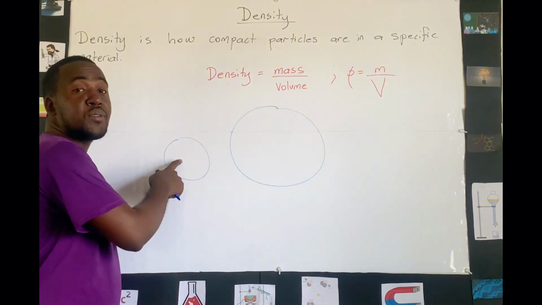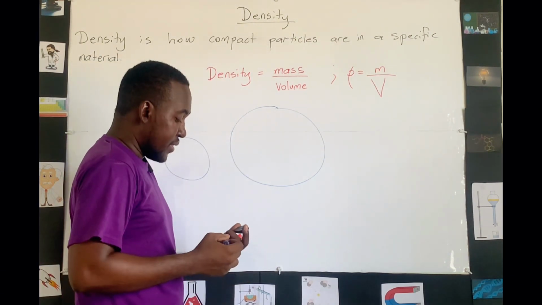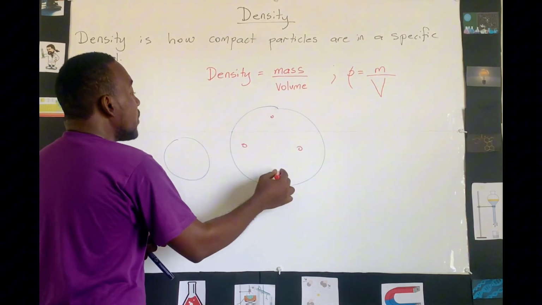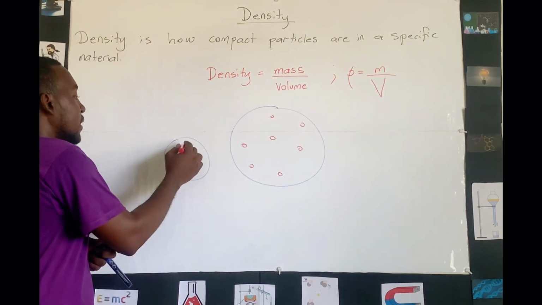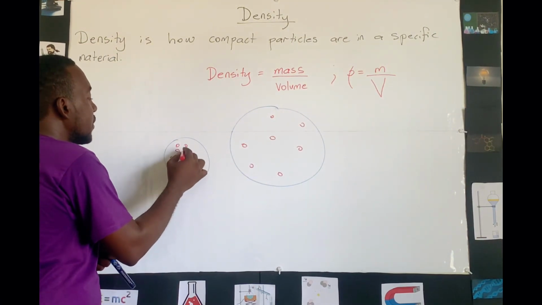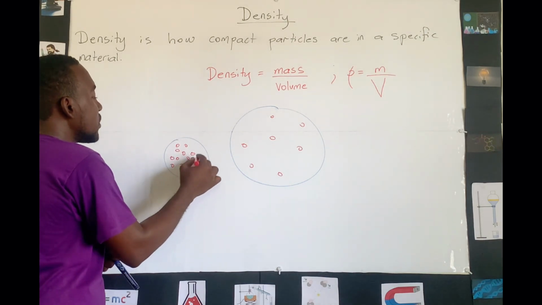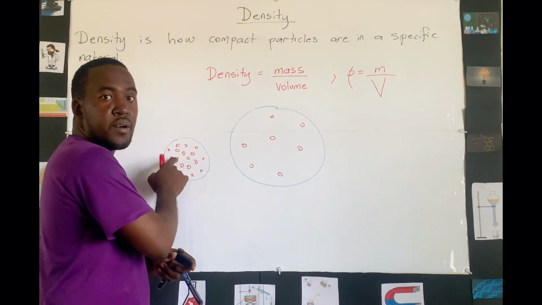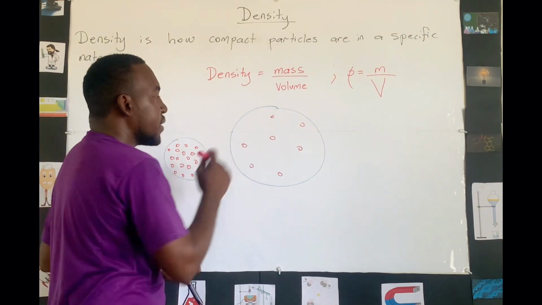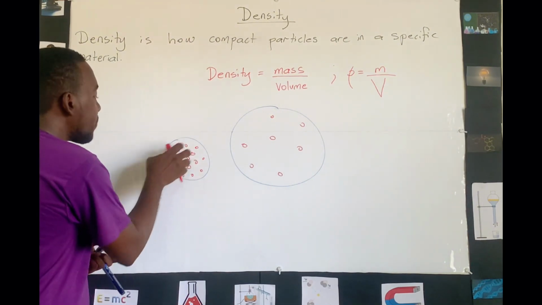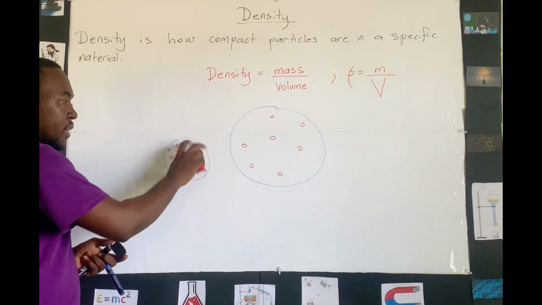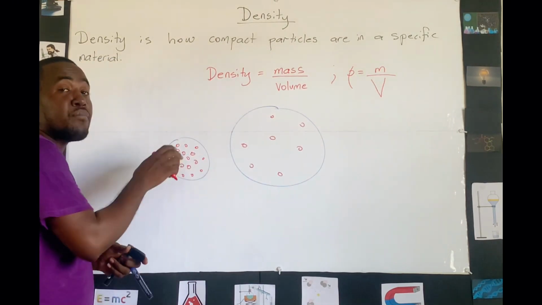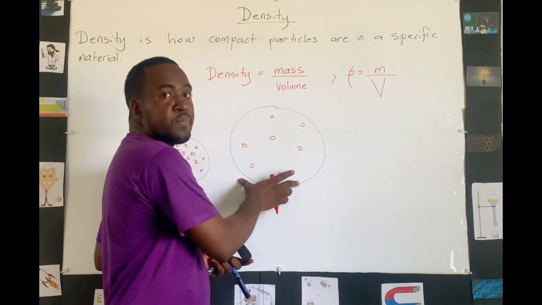But this small object will have more density than this one because it's dependent on these little particles that they have. In the big one, they are widely spread out in comparison to the smaller one, where these particles are very close to each other. So because they're close to each other, we have more of the particles than the bigger object. So because we have more particles within this smaller area, smaller volume than the bigger one, this one will have more density than this object, right?